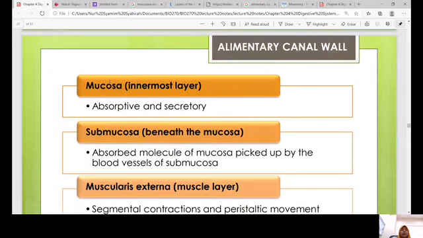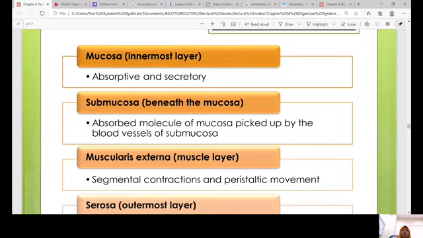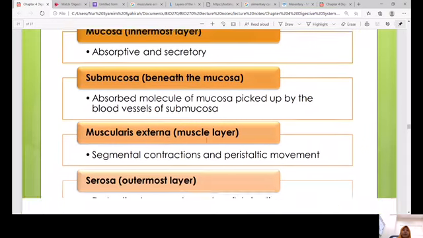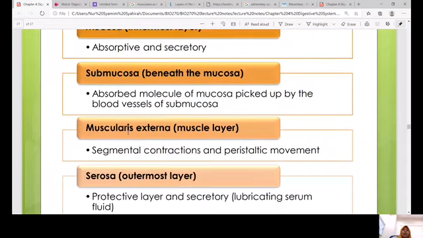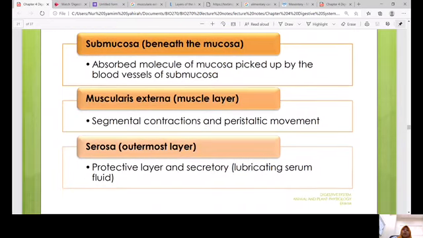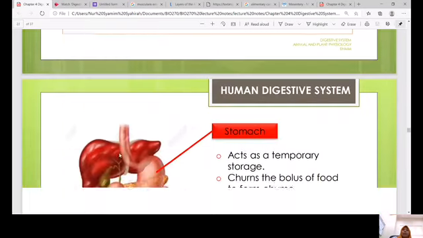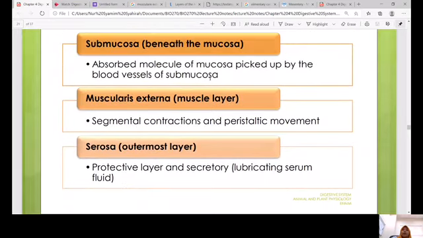So I have explained this previously. There are four basic tissue layers that form the alimentary canal wall. Mucosa, the innermost layer, followed by submucosa, which absorbs the molecules of the mucosa, picked up by the blood vessels of the submucosa. And we have the muscle layer. All this muscle will do the contraction and induce the peristaltic movement. And the outermost layer is the serosa. So that's all for digestive part 2. We continue in part 3 later. Thank you.